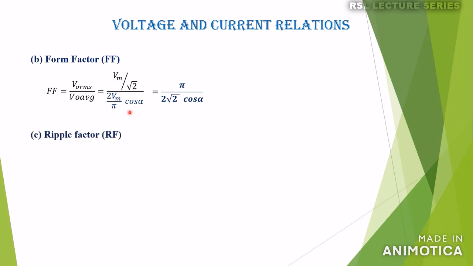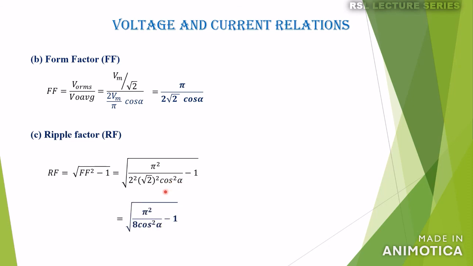Next, ripple factor. Ripple factor is under root of form factor square minus 1. That will be equal to under root of pi square divided by (2 root 2) square cos square alpha, minus 1. On simplification we get under root of pi square divided by 8 cos square alpha minus 1.